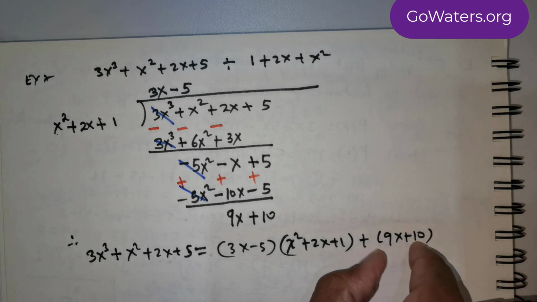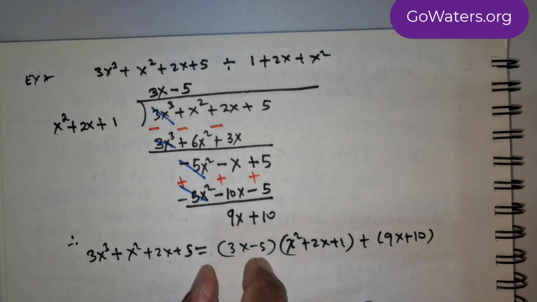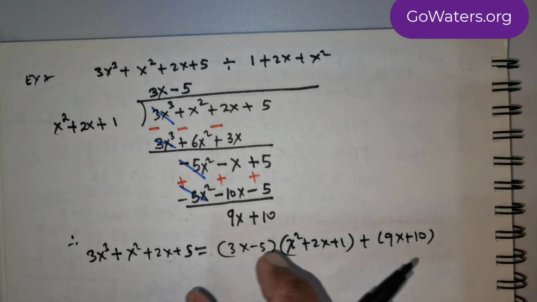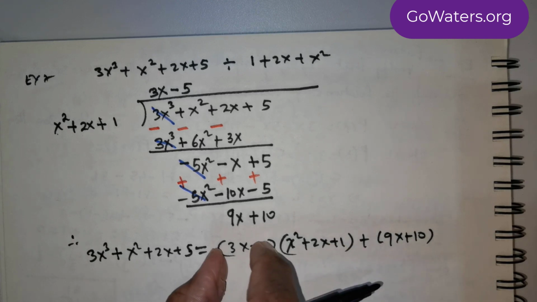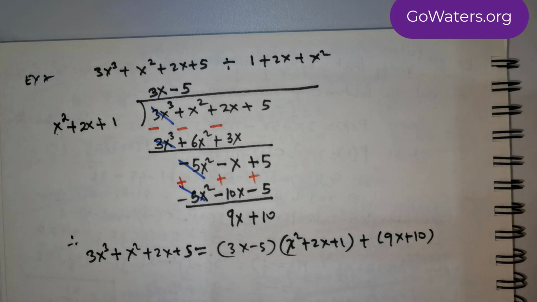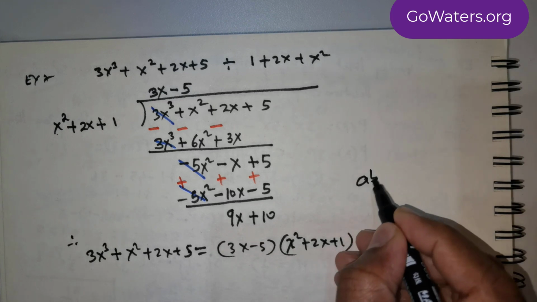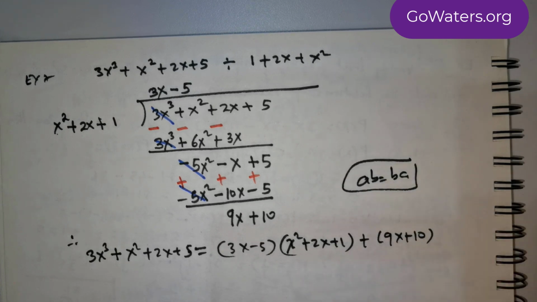It's always better to place the remainder in this fashion. Now you can either write it as quotient first, then comes the divisor, or the divisor first, then comes the quotient. It doesn't matter, because a times b is same as b times a, right? So we have got that.